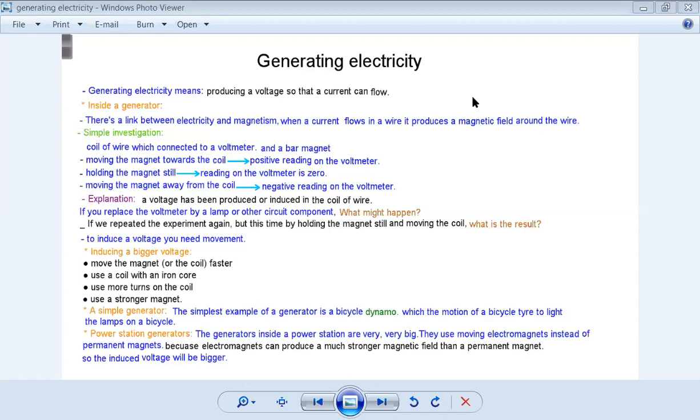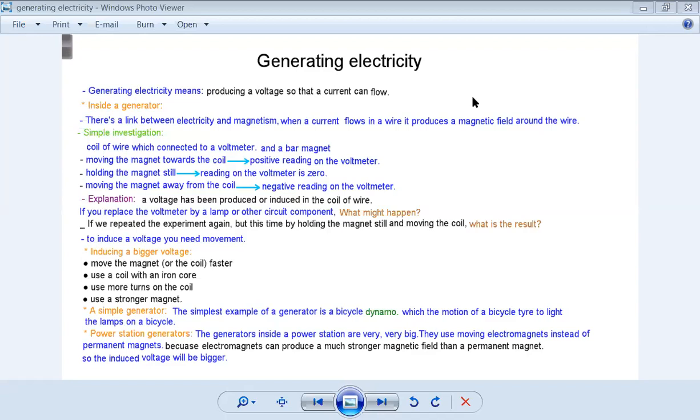and change the climate. Coal, oil, and gas are the remains of plants and animals that lived millions of years ago, and we also explained how they formed from trees and sea creatures. Today we will study about generating electricity. So what does it mean when we say generating electricity?